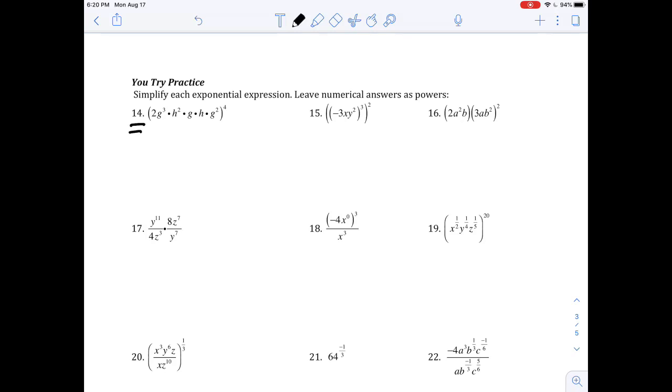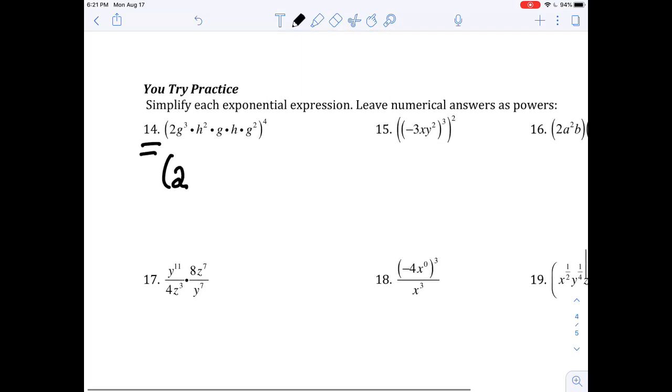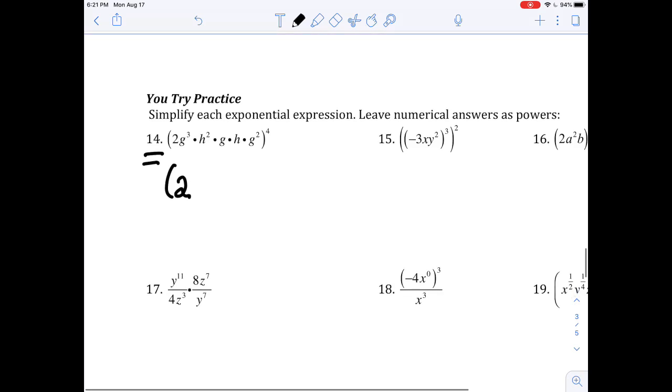And you see a lot of terms inside there, individual terms, and some of them have the same base. So let's go ahead and combine everything in the parentheses first, and then we'll apply that exponent of 4. So that's going to be 2, and then we have 3 g's, another 1 is 4, and 2 more, 5, 6. So if we remember our rules, same base, add the exponents going across. We have 2 h's, and then another one is 3 h's.